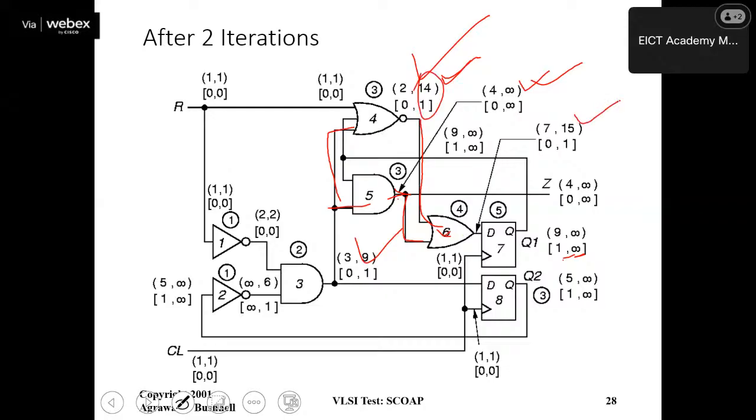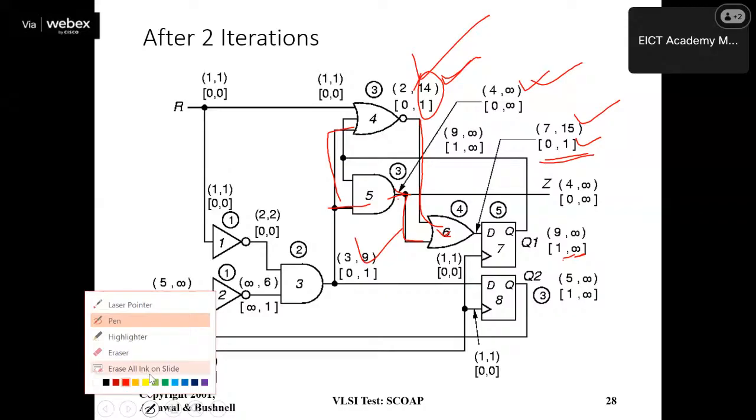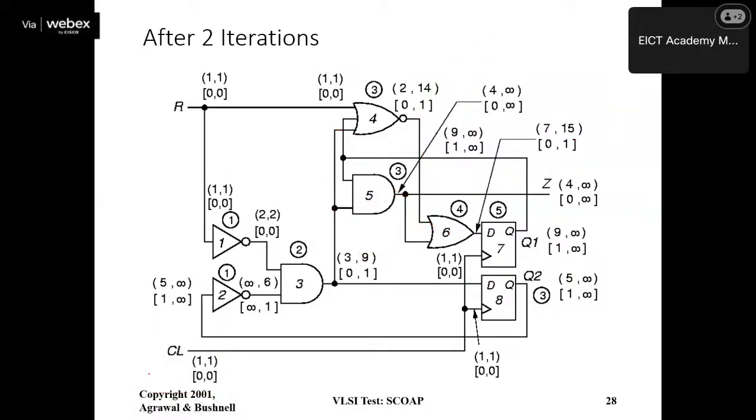14 plus 1 is 15, and 1 plus 0, because for sequential controllability we will not increase it, right? So this is 7 comma 15 and 0 comma 1. The previous values are the same, only the infinity values are updated if you look closely. Okay, so now we have calculated this also. We can proceed further and calculate Q1 and Q2 now.